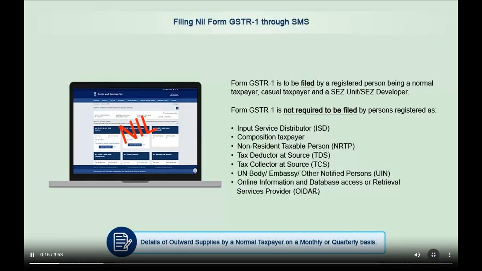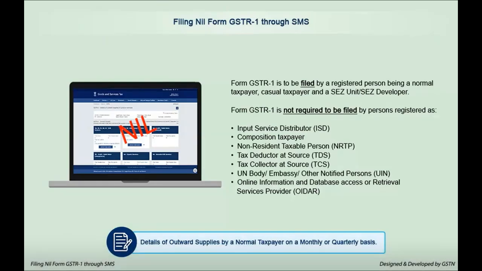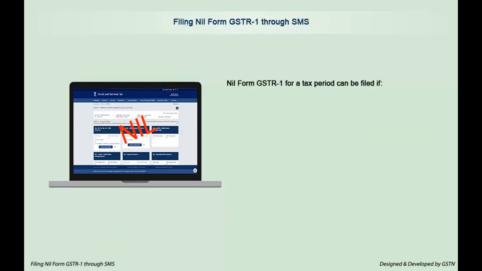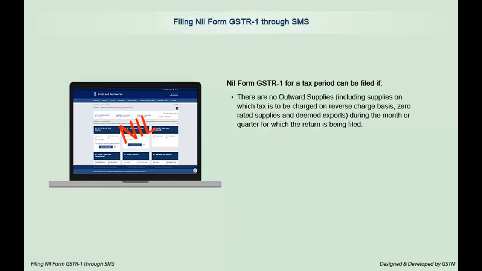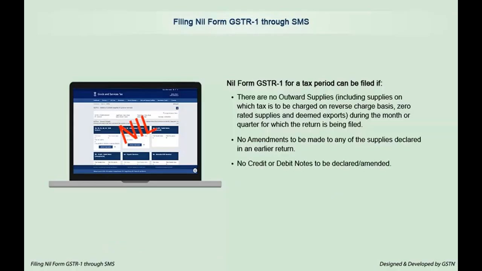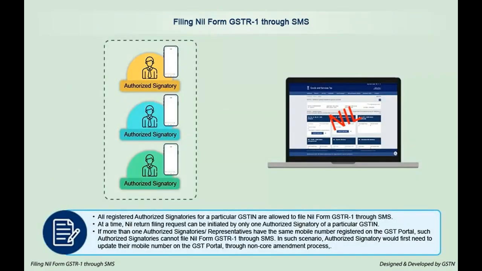Form GSTR1 consists of details of outward supplies of goods or services or both to be furnished by taxpayers. It may be filed on a monthly or quarterly basis. Nil Form GSTR1 for a tax period can be filed if there are no outward supplies during the month or quarter, no amendments are to be made to any supplies declared earlier, no credit or debit notes to be declared or amended, and no details of advances received to be declared or adjusted. Any authorized signatory can file nil Form GSTR1 through SMS on behalf of the taxpayer.